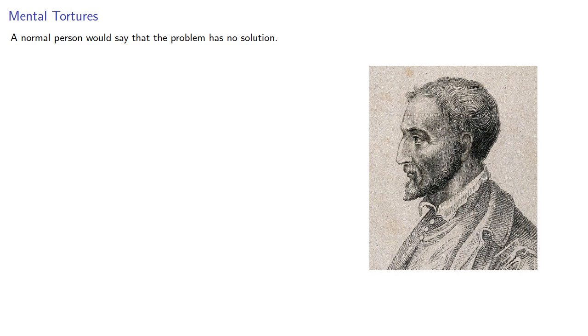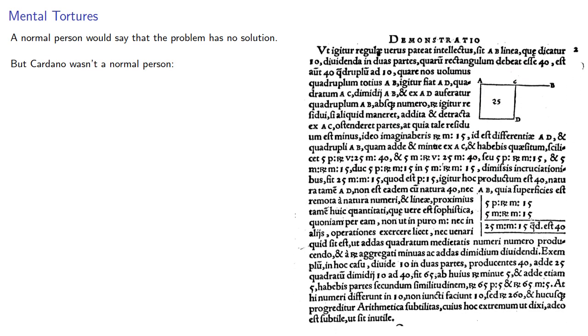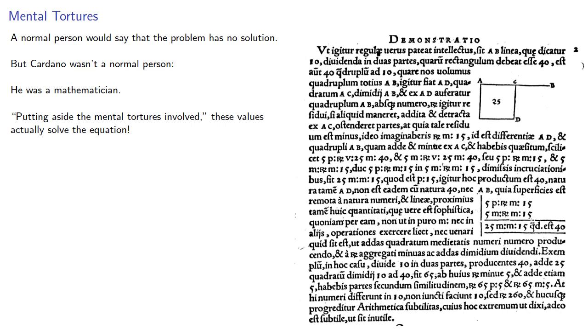A normal person would say that the problem has no solution. But Cardano wasn't a normal person. He was a mathematician. Putting aside the mental tortures involved, these values actually solve the equation. And today we refer to them as complex numbers.